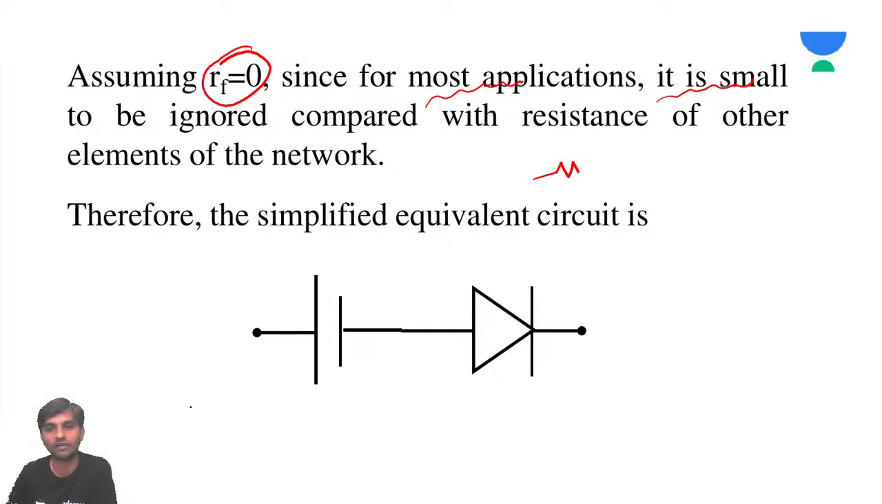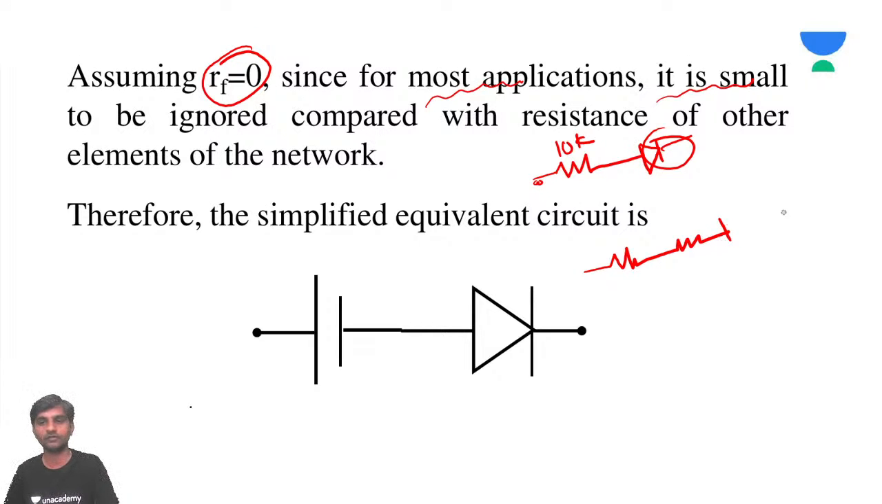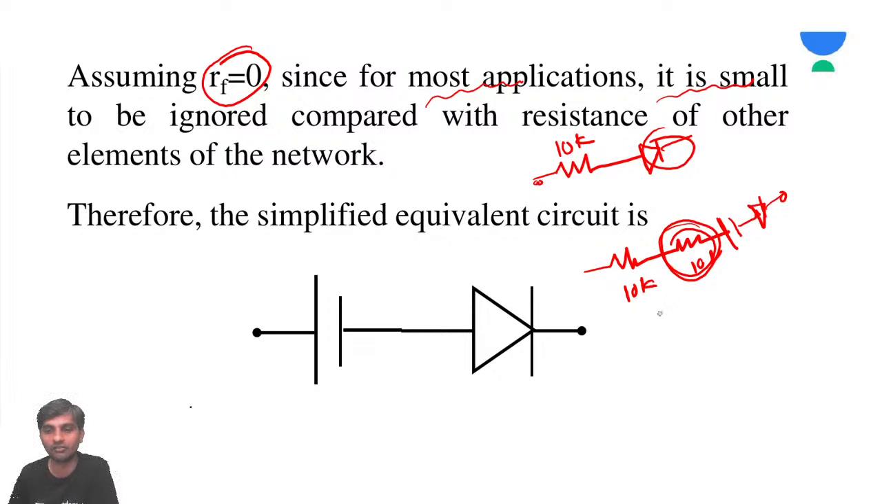So what does it mean, sir? Generally this diode is connected in series with some network. Let's say this is 10K you are connecting. If you replace this diode by its equivalent model, you have 10K in series with, let's say, 10 ohms. So this can be ignored, yes or no? That is the reason we have only the V cut-in voltage and the diode. This is anode and cathode.